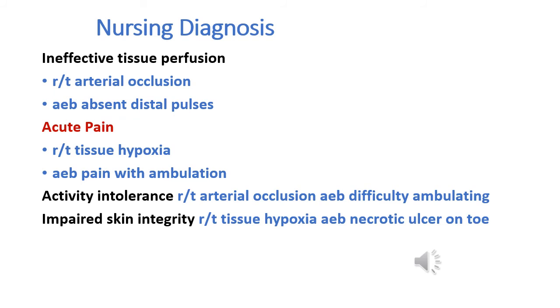Acute pain, and that goes back to your intermittent claudication, and that will be related to tissue hypoxia, so not enough oxygen getting to the cells and the muscles, and the evidence would be pain with ambulation. These clients also may suffer an activity intolerance, because if it hurts to ambulate, they may not ambulate, and ultimately impaired skin integrity if there is tissue death to the distal periphery.